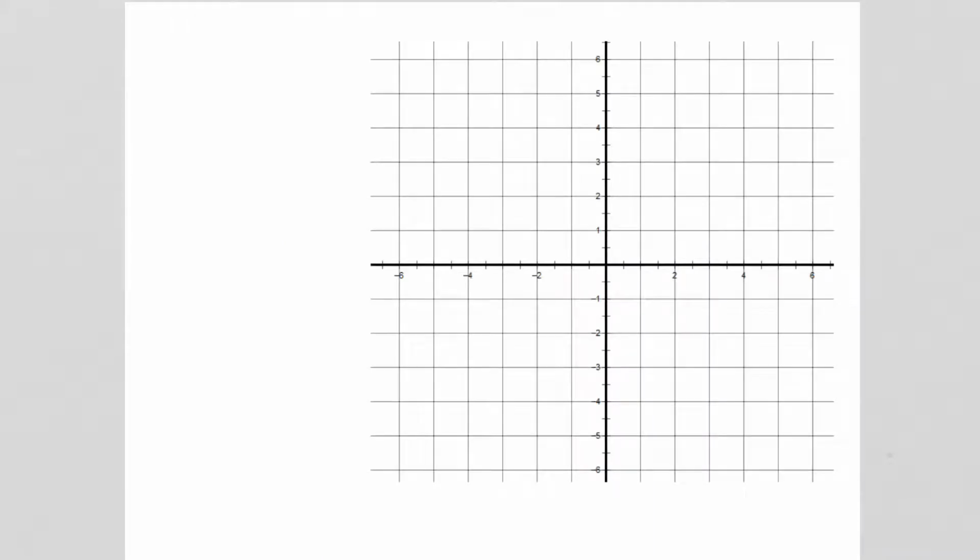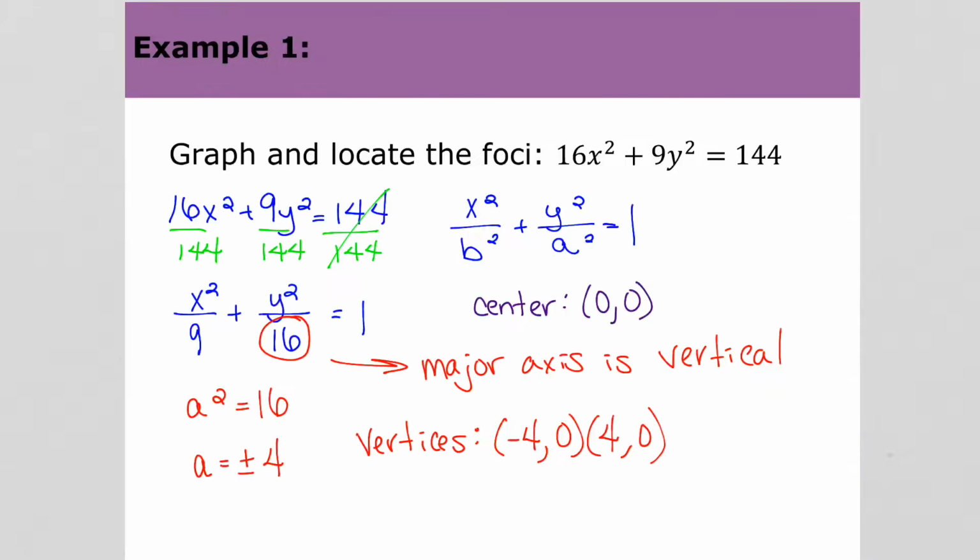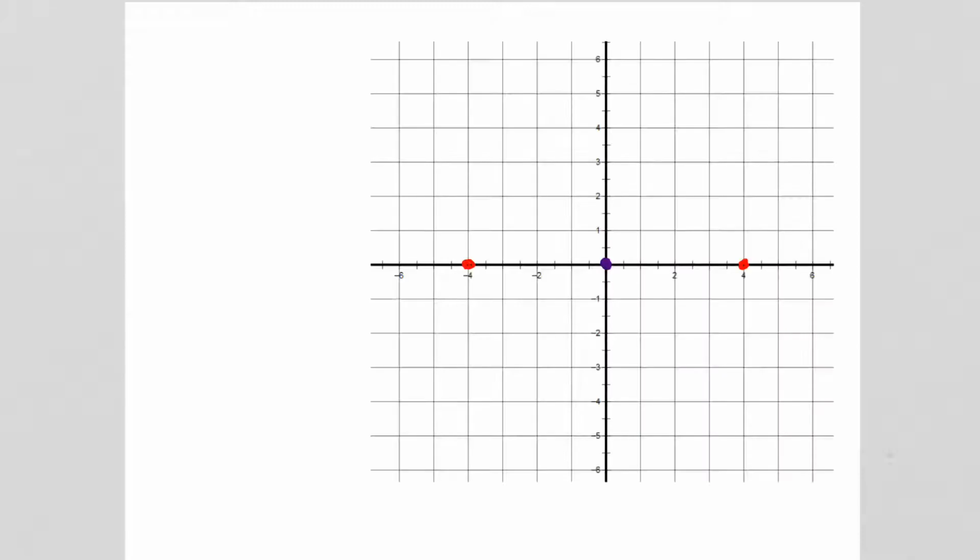So let's go ahead and go over to our graph and start graphing this. We've got a center at 0, 0. We've got our major vertices at negative 4 and 4 along the x-axis. Or, nope, it's along the y, isn't it? Okay, so we need to change that.